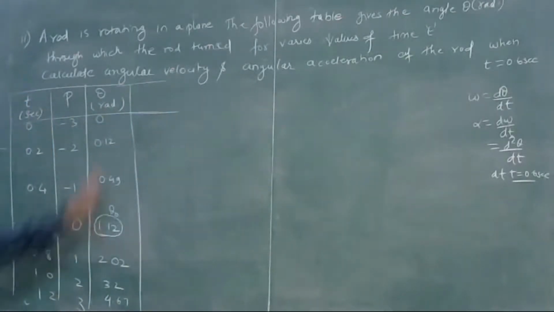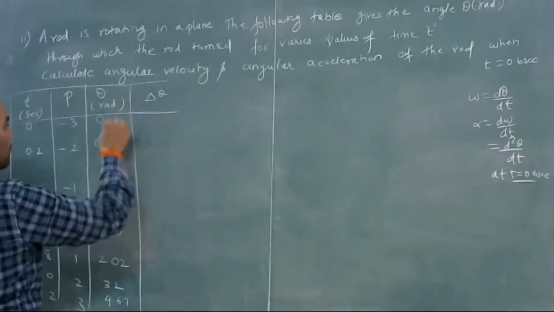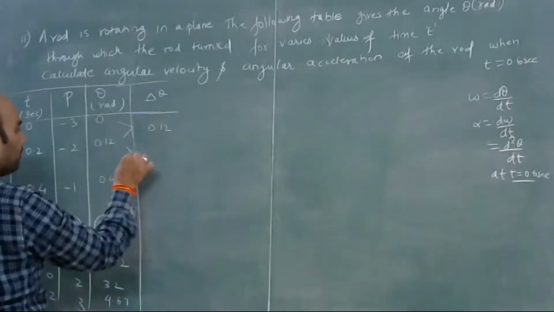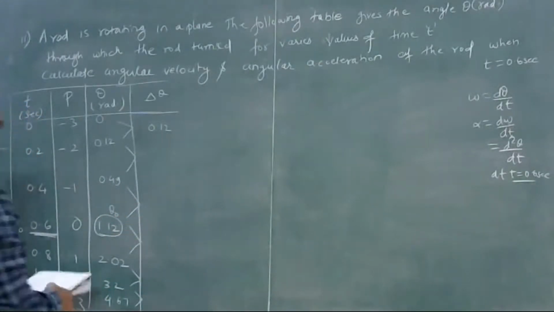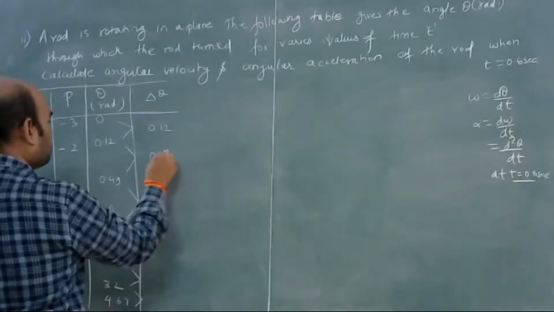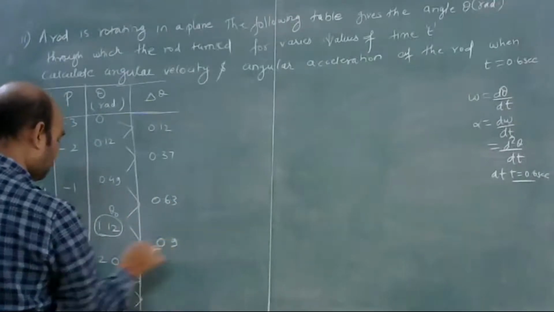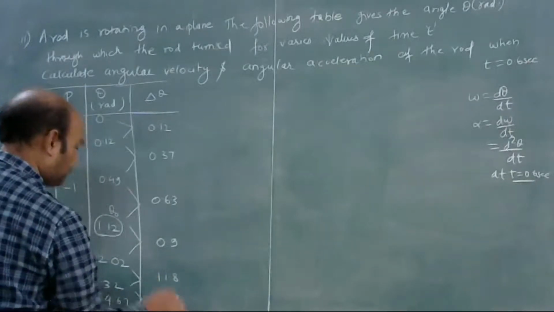Okay, so again we have to find the difference table. So it is quite mandatory to prepare this difference table. So first difference will be del theta. Okay, so this will be difference of these two, 0.12 minus 0 is 0.12. Difference of these two, so this is 0.37. This is 0.63. 0.9. 1.18. 1.47.